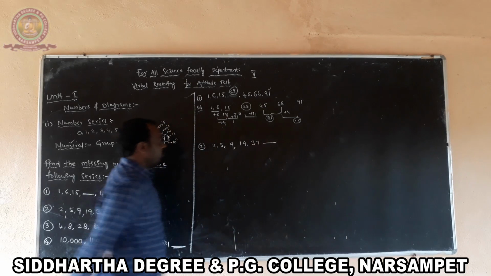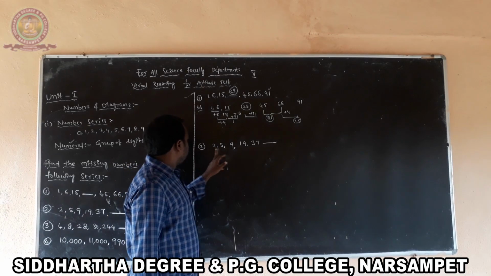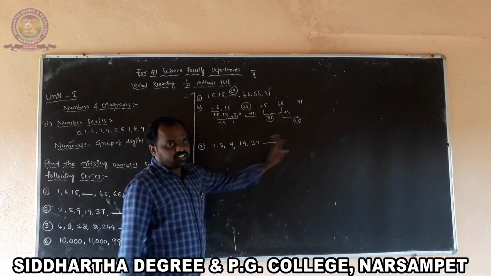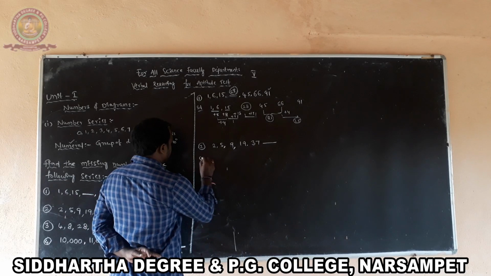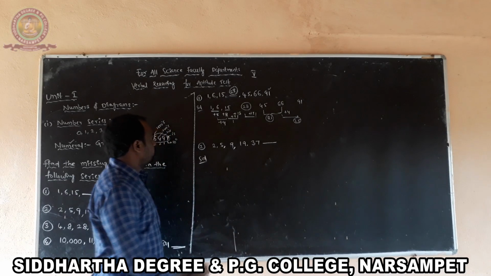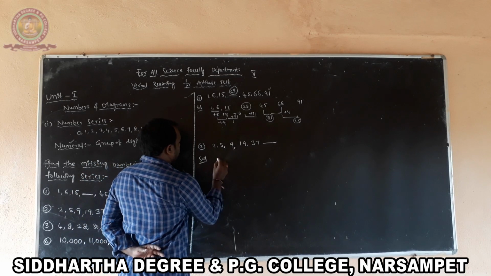So then we have to find out the next term in the following series, right? So 2, 5, 9, 19, 37, then we have to find out the next term. So the solution is, so this is 2, right?